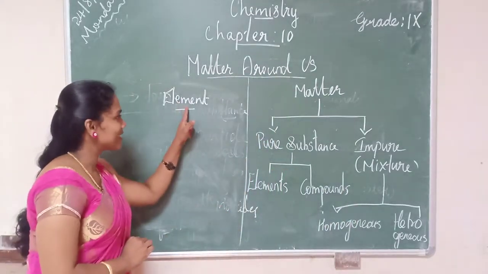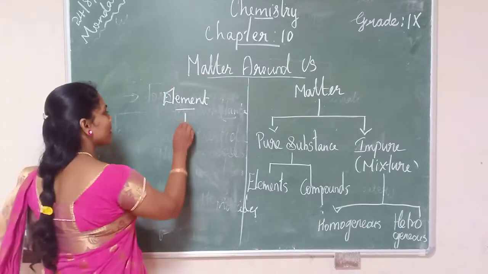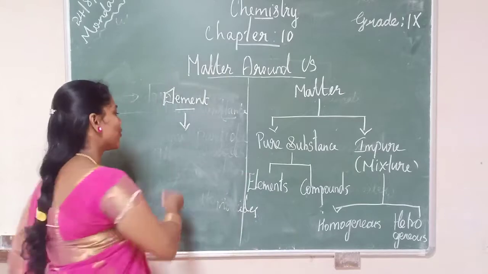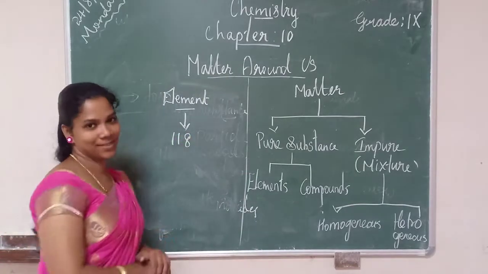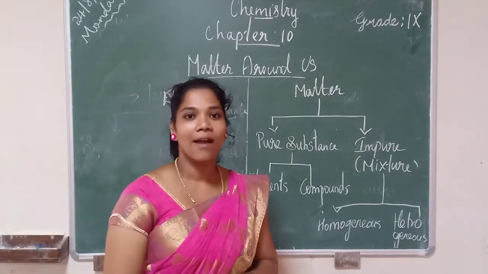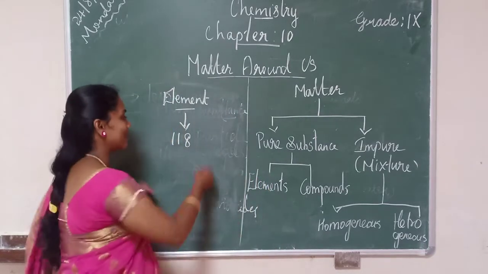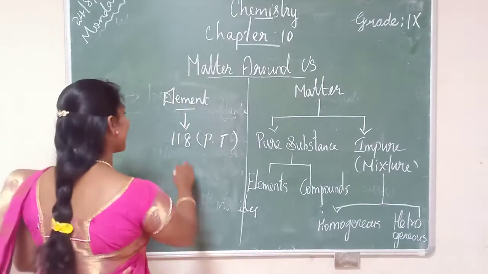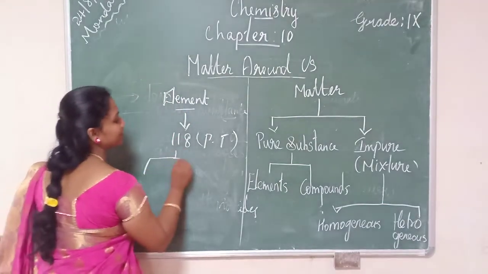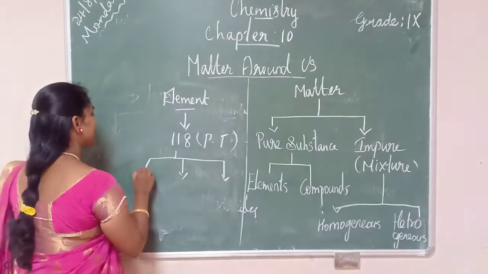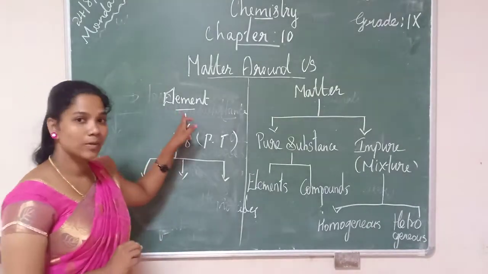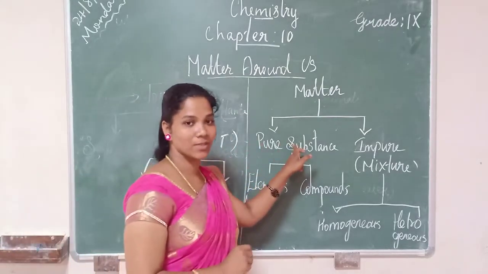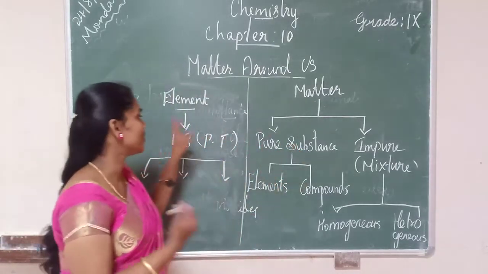So what are elements? So far, how many elements are there? In the periodic table, so far 118 elements are there. Among these 118 elements, we have different categories. Now we are learning about elements. Elements are also called pure substances. How the elements are called pure substances, that only we are going to see.